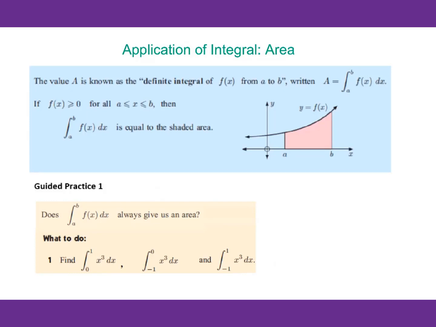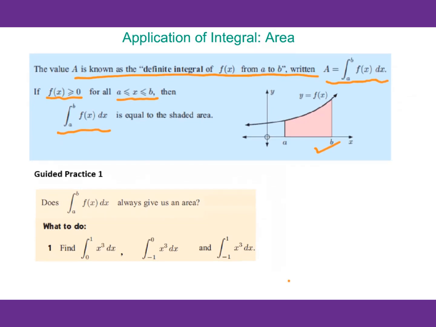This video is about application of integral area. We know the value A is known as the definite integral of f of x from a to b, written A equals this. If f of x is greater than or equal to 0 for all x greater than or equal to a and less than or equal to b, then this definite integral is equal to the shaded area, like this.